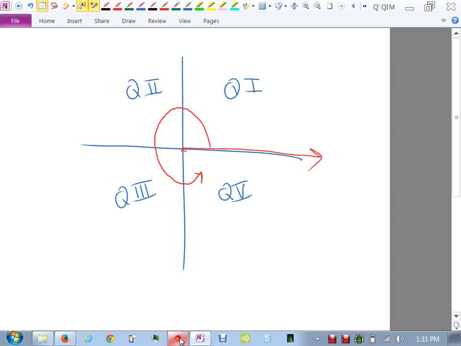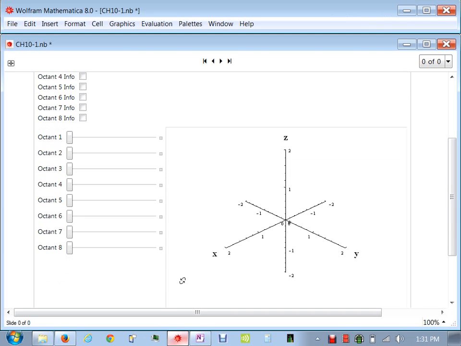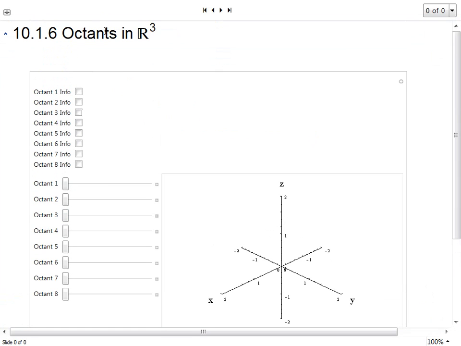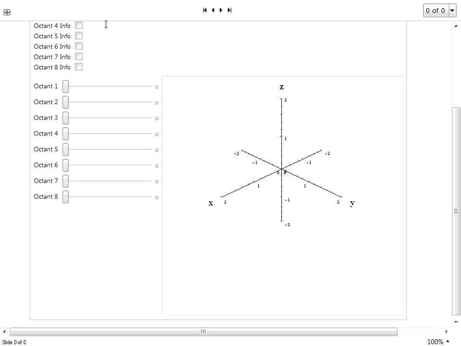In three-dimensional space, what you have are what? Well, I kind of give it away here. Octants, right? Oct meaning 8. So remember in two-dimensional space what we had. If you were in quadrant 1, your x was positive and your y was positive, wasn't it? If you're in quadrant 2, your x was negative, your y was positive, and then you could do the rest, right?